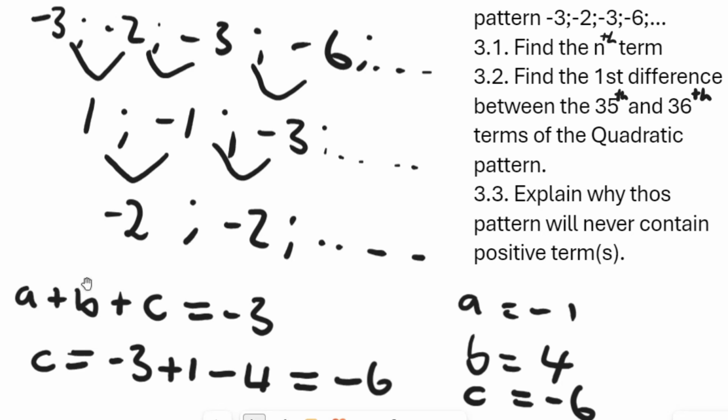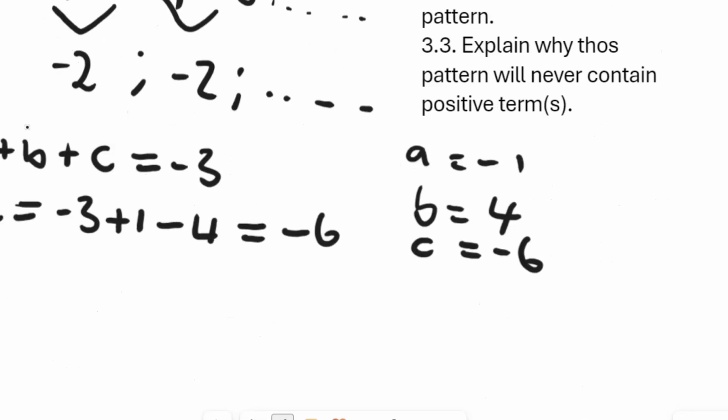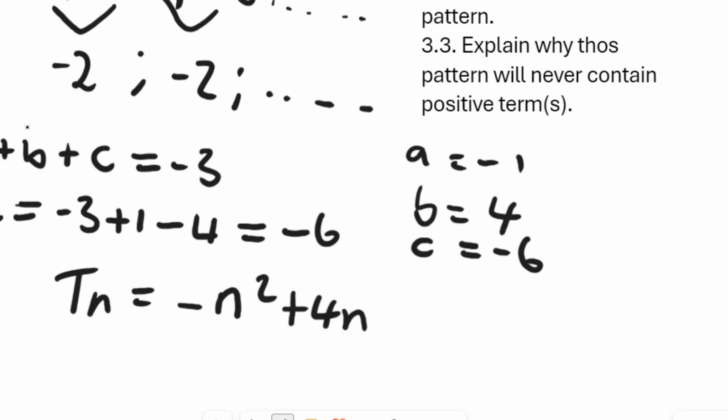Okay, now let's write our general term. Our general term Tn will be an squared, that is minus 1 n squared, and then plus bn, that is plus 4n, and then minus 6. Like the first one that we did, like the second one after the introduction, we tested it. We can just test this one as well. It will also give you the correct solution. So this is our solution to 3.1.